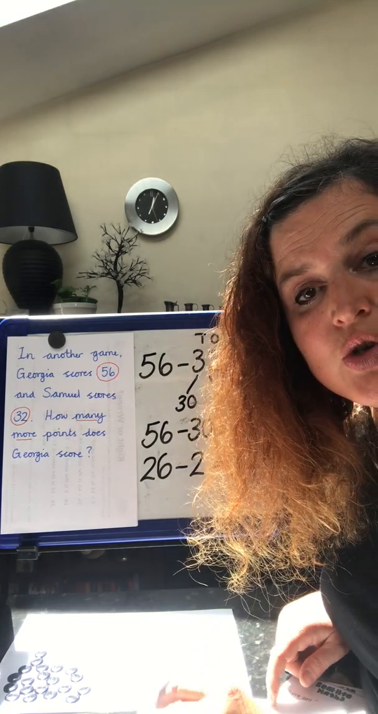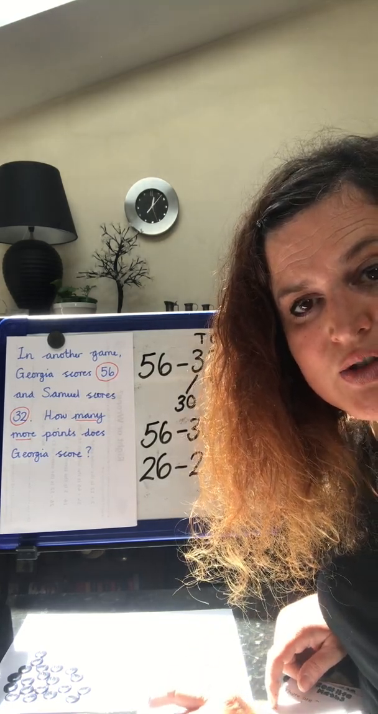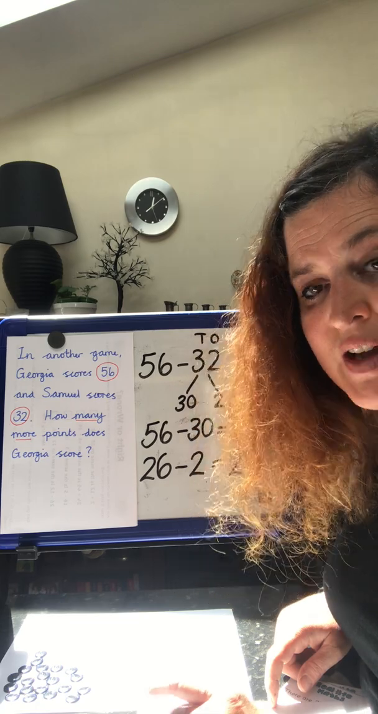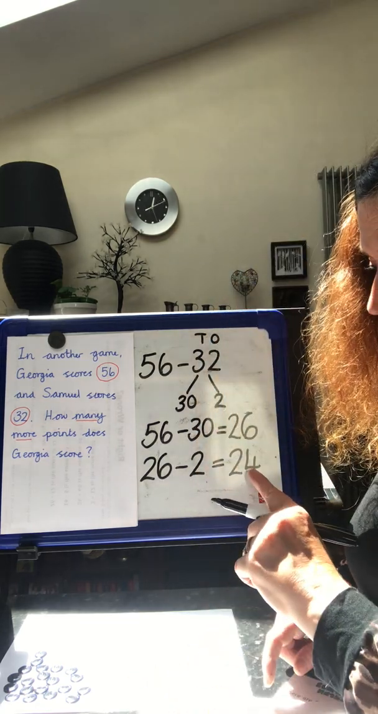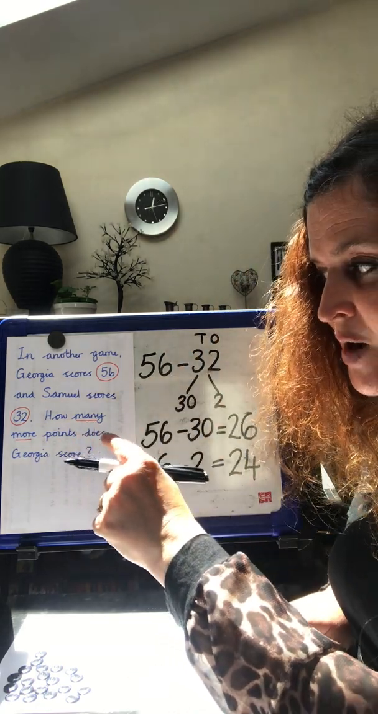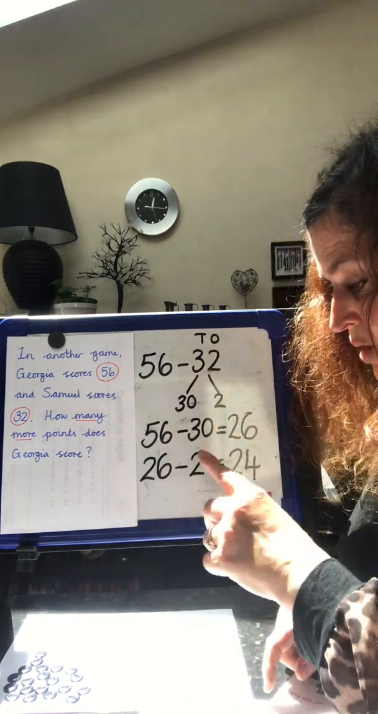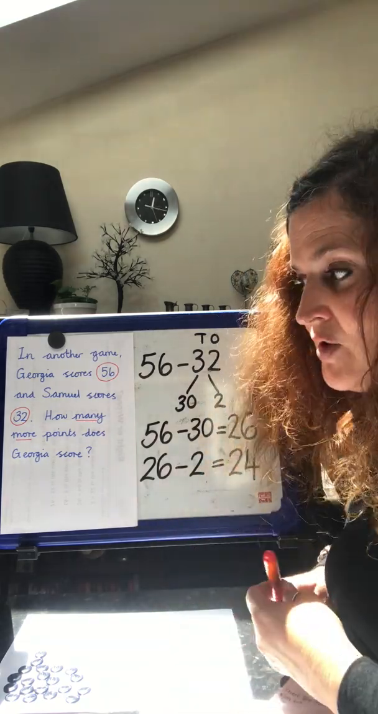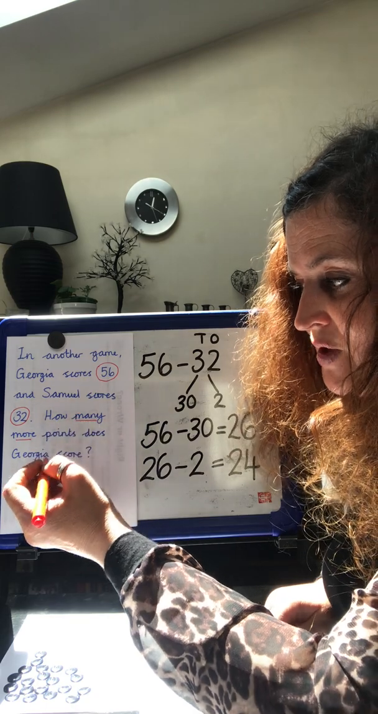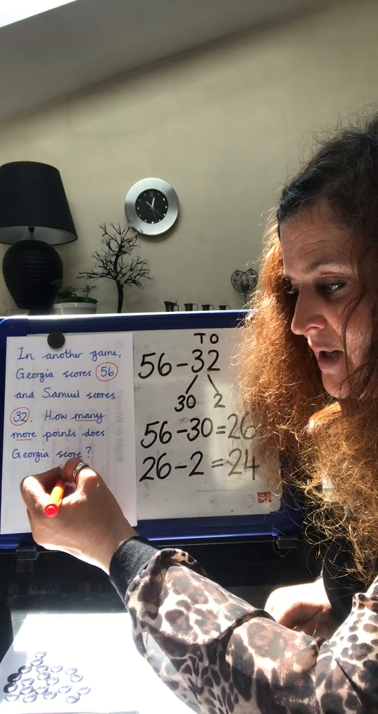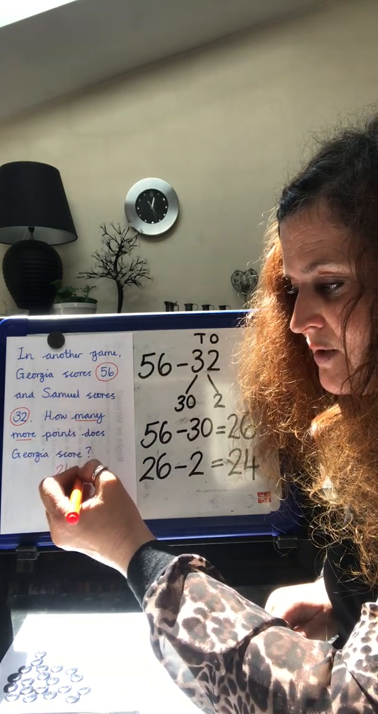Now, of course, you can use your 100 square to help you calculate those answers. That might be easier. But I found the answer to this question, how many more points does Georgia score, to be 24. So how many more points does Georgia score? And the answer would be 24 points.